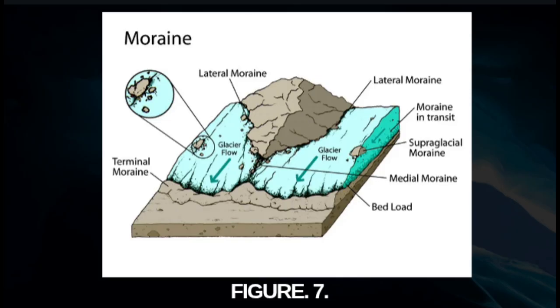And next is glacier flow. These arrows indicate the direction the glacier is moving, from its accumulation zone where snow builds up, downhill to its ablation zone where it melts.